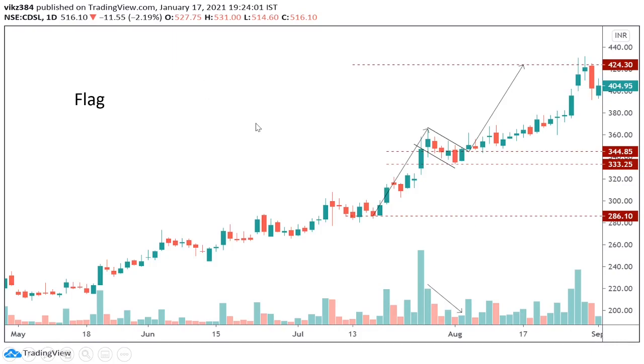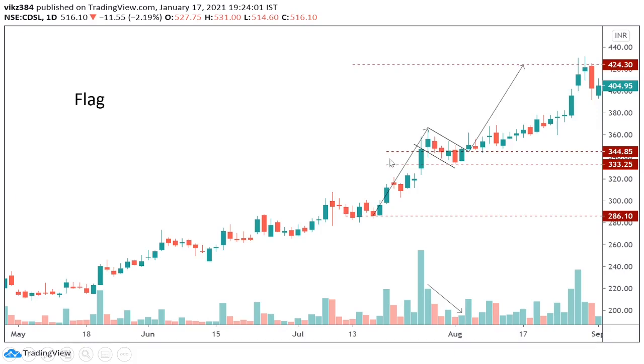Now this is the chart of CDSL. This is the daily chart of it. Here also we have a very beautiful flag structure. Flag started from here, that is, this is the pole. This is the consolidation pattern that started, and here we have a flag. We have decreasing volume in this area, and then when the breakout happened, there is an expansion in volume.